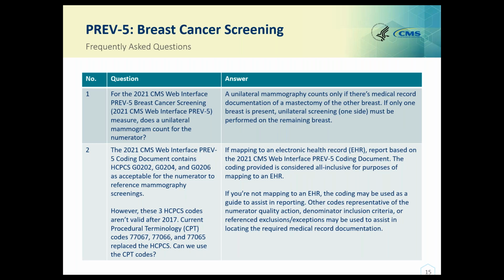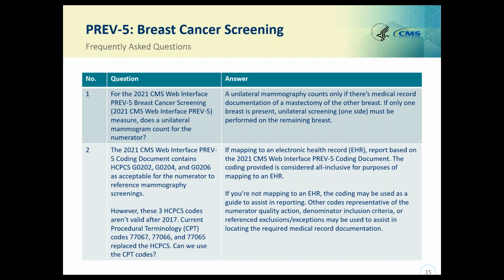Question number 1. For the 2021 CMS Web Interface PrEP5 measure, does a unilateral mammogram count for the numerator? The answer is that a unilateral mammography counts only if there's medical record documentation of a mastectomy of the other breast. If only one breast is present, unilateral screening, or one side, must be performed on the remaining breast.